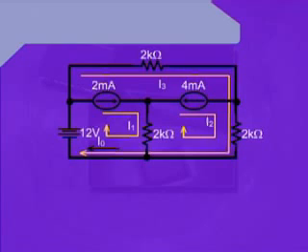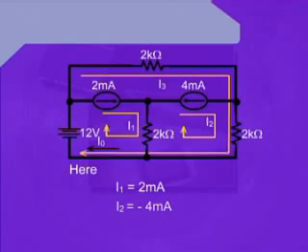Also, we can observe that the direction of the current I1 is the same as the direction of the current being provided by the source having a value of 2 milliamperes. Therefore, easily we can write I1 is equal to 2 milliamperes.